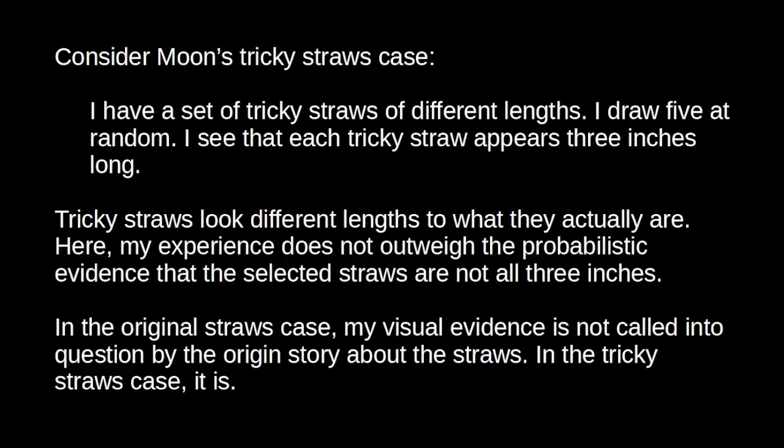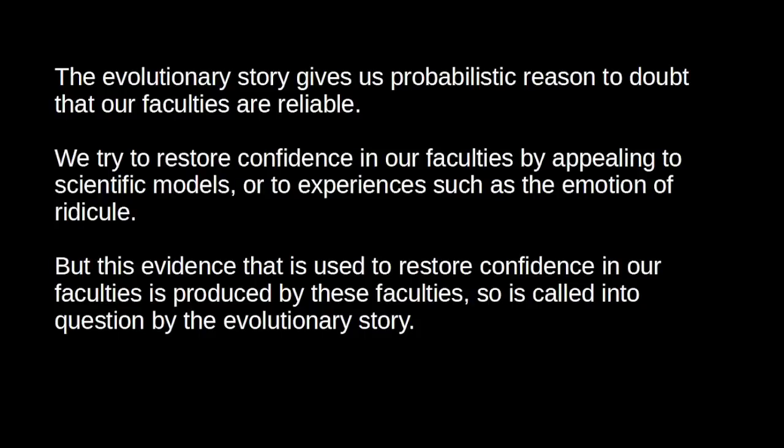And the evolutionary debunker is going to argue that the evolutionary case is more like this tricky straws case. Given the evolutionary history of our cognitive faculties, we have probabilistic evidence that our faculties are unreliable. Then we try to restore confidence in those faculties, maybe by appealing to scientific models or by appealing to experiences like Reid's emotions of ridicule. But the problem is that this evidence is called into question by the evolutionary story. And of course, the problem here is that the evolutionary debunking argument is totally general. It targets all of our cognitive faculties.